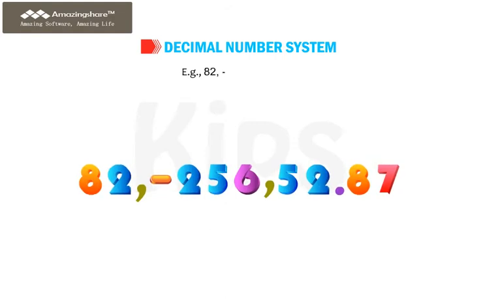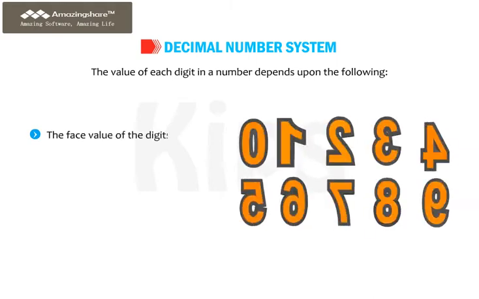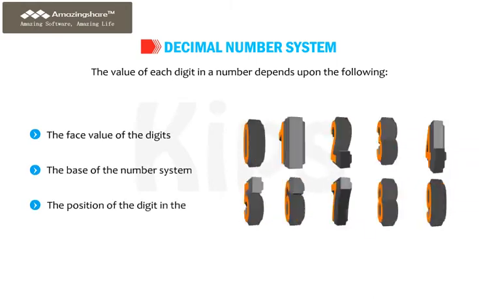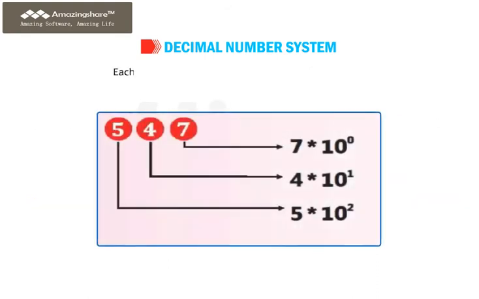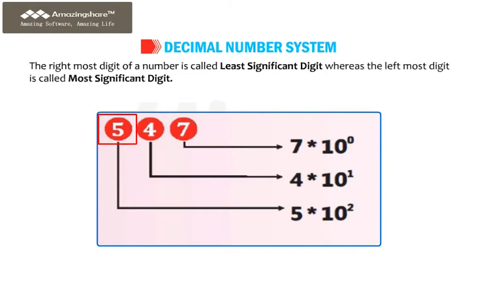Example: 82, minus 256, 52.87, etc. The value of each digit in a number depends upon the following: the face value of the digit, the base of the number system, the position of the digit in the number. Each position represents a specific power of base 10. The rightmost digit of a number is called least significant digit, whereas the leftmost digit is called most significant digit.